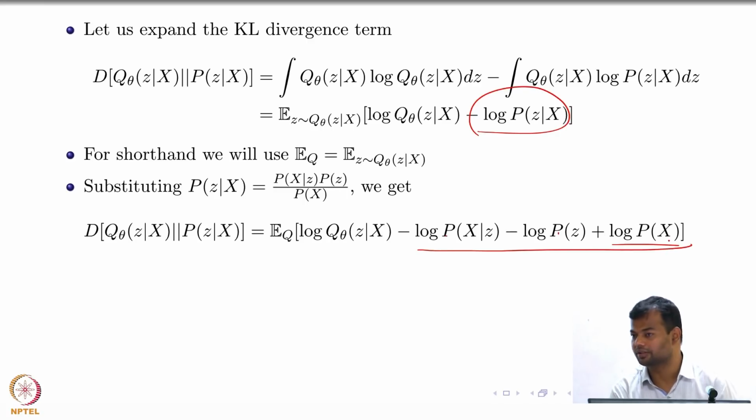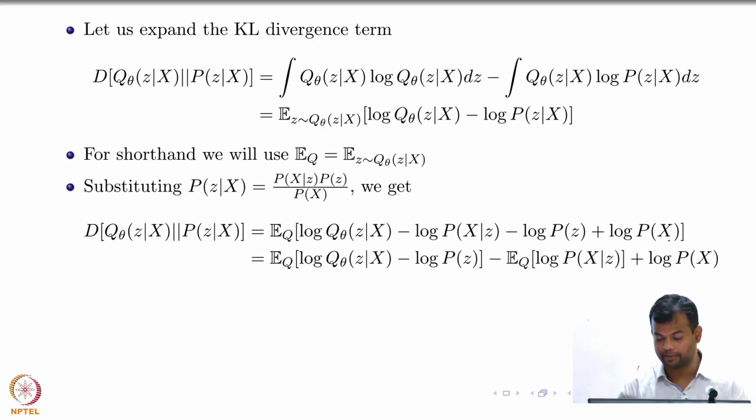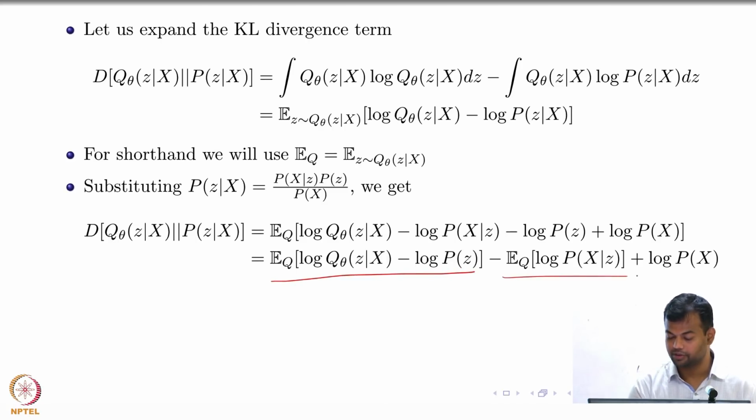And this is not a simple question, so I'll wait for everyone to answer. The expectation is with respect to which random variable? Z. So which of these terms can I take out of the expectation? Log of P of X, right? So that's the one which I'm going to take out. Okay. And I have this quantity, I have this quantity and this quantity.